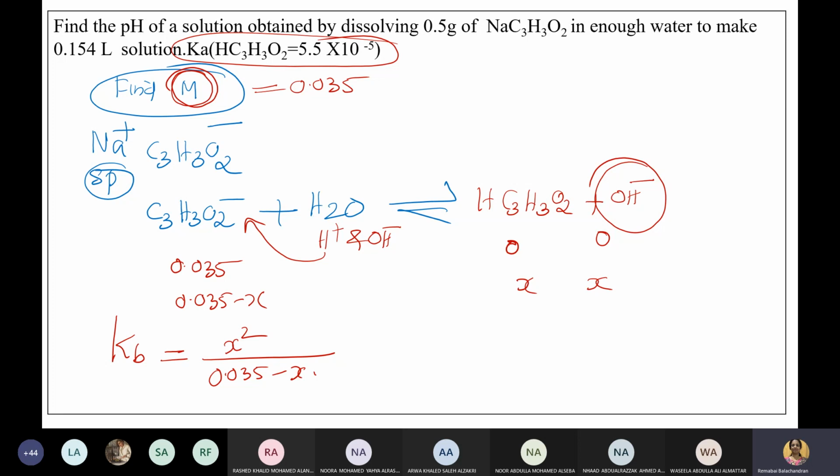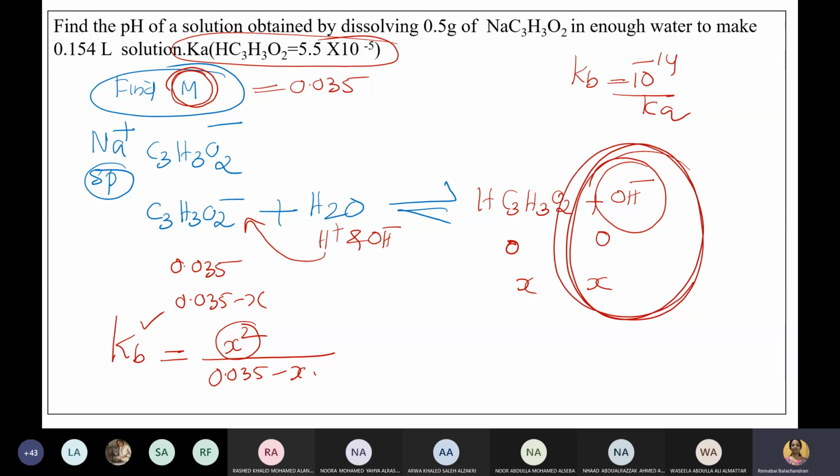So we know the value of Ka. How do you find the value of Kb? Kb is equal to 10 to the power minus 14 over Ka. So you have Kb, you will find the value of x. This x is pH or pOH? Is x OH minus or H plus?